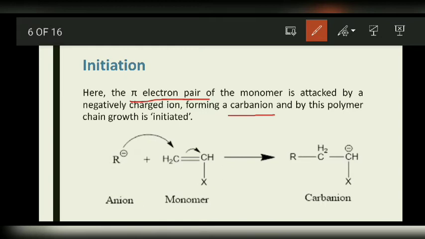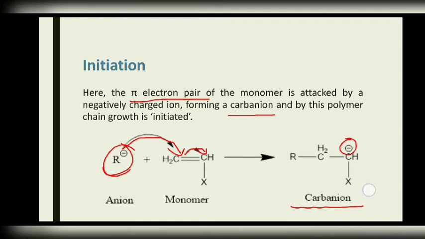See here in the reaction. So this is the anion obtained from the initiator, R minus, we have represented it as R minus. So this attacks this carbon and the electron pair gets shifted to the further end, leading to the formation of the carbanion. See here, the carbon carries the negative charge, that is why this is known as a carbanion. Fine. So this is how the chain growth is initiated.